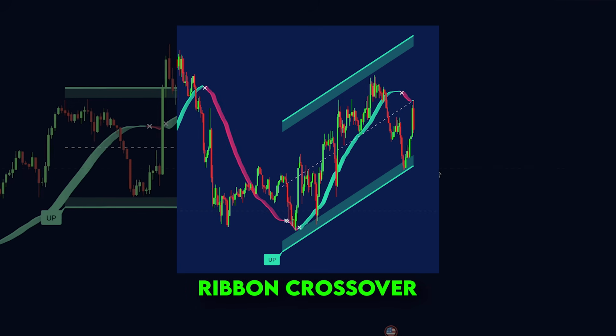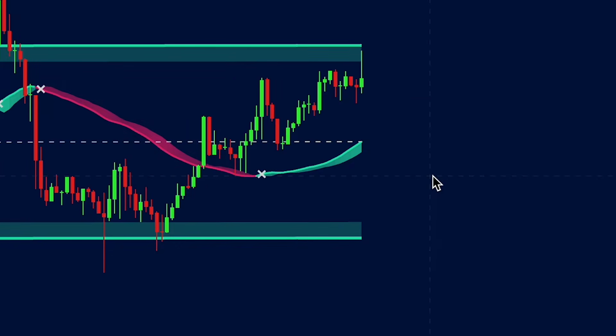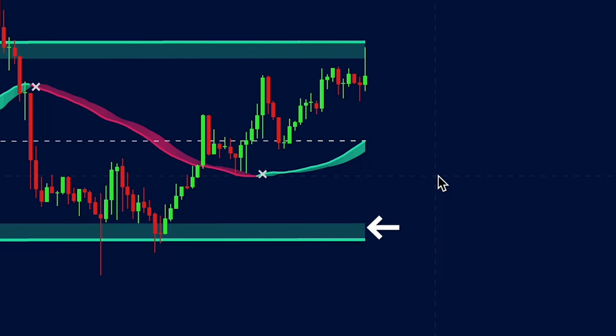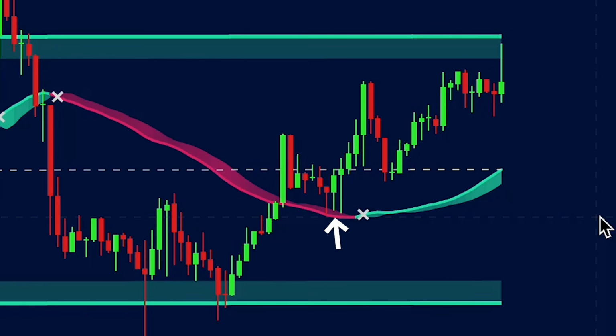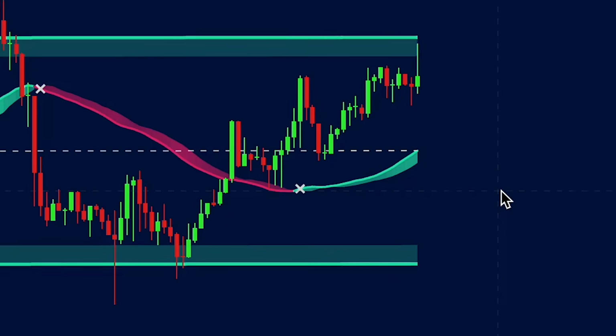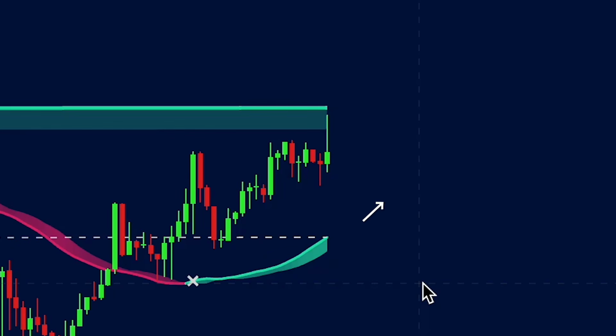Phase 2 is the ribbon crossover signal. Once you've confirmed the channel direction, wait for the ribbon color to align. In a green channel, you want to see the ribbon turn from red to green. That crossover is your momentum shift signal, happening before price fully reverses.